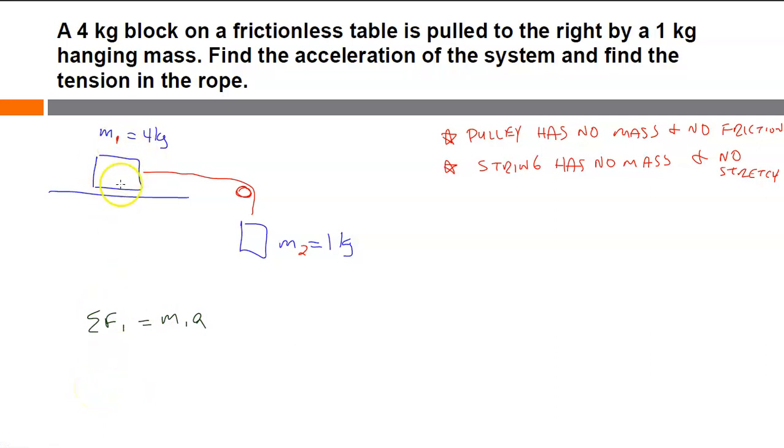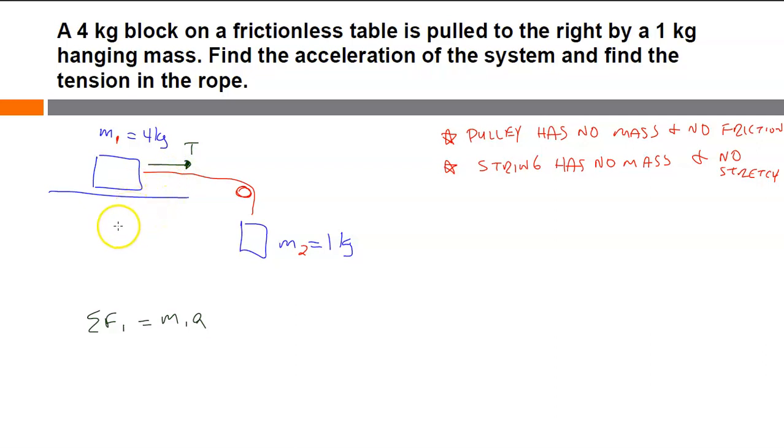So I only want to think about the forces right here, and I can say, well, it's moving to the right because this string is pulling on it to the right. So that's a force that I need. They want me to find the tension in the rope. That's what this force is. So I'm going to call it T for tension.